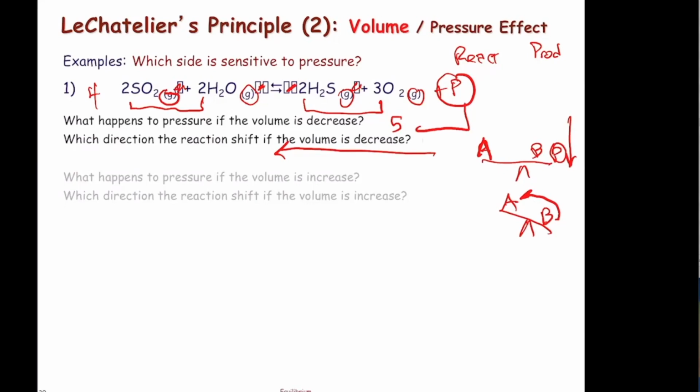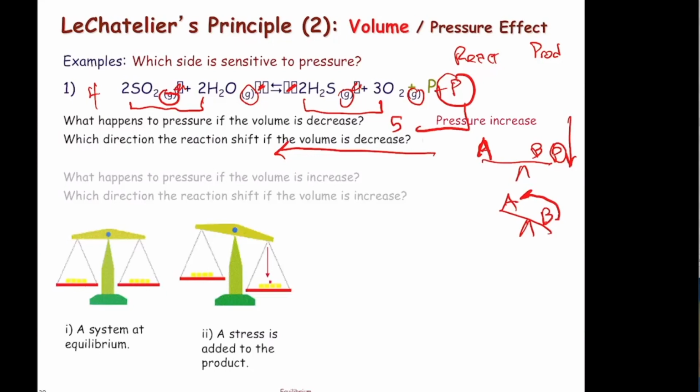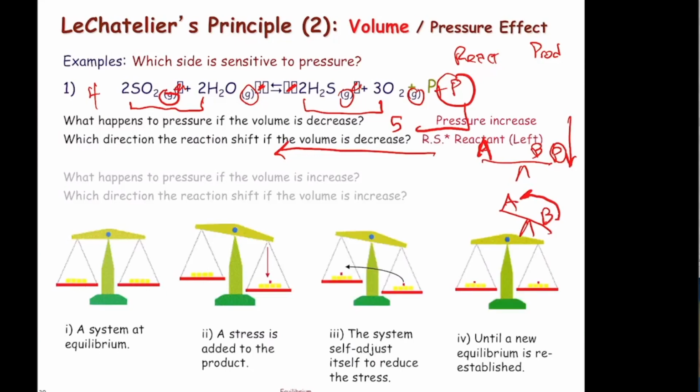And so that's basically how you want to answer that question. Okay, pressure increase, here it is, pressure increase. And what's going on is the reaction shifts to the left for that particular case. So again, you can use this teeter-totter analogy to make that analysis. Let me clear this up real quick.